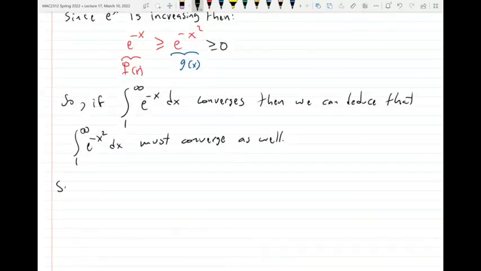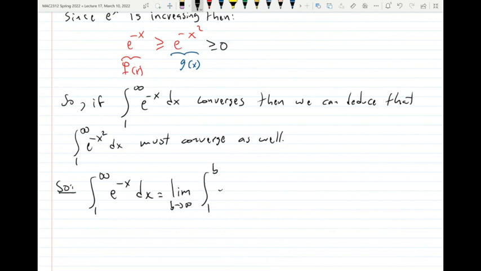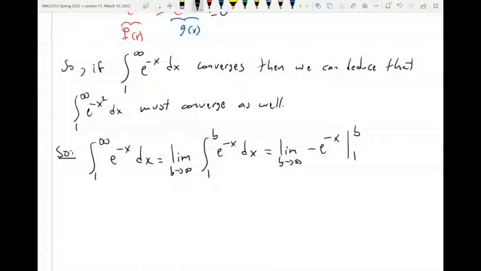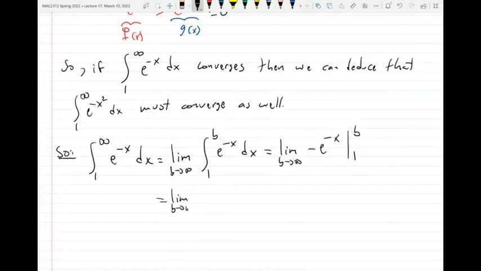All right, so the integral from 1 to infinity of e to the negative x dx is the limit as b approaches infinity of the integral from 1 to b of e to the negative x dx. That's the limit as b approaches infinity of negative e to the negative x from 1 to b, which gives us the limit as b approaches infinity of negative e to the negative b plus, because it's minus minus, e to the negative 1. Right?